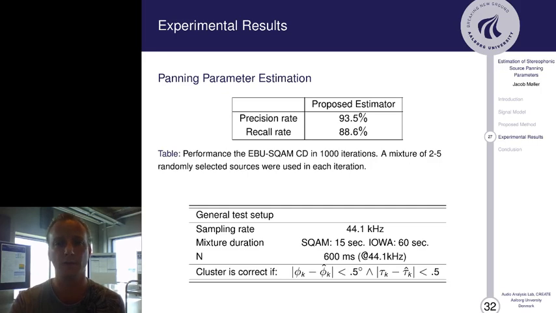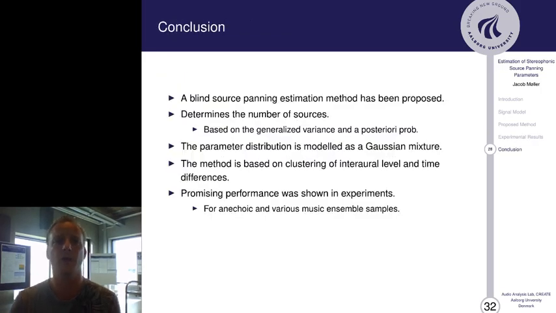That was the last experimental result, and now I'll conclude on the ICASSP proposal. We have proposed a blind source panning estimation method, which determines the number of sources, as shown from the precision and recall rates, based on the generalized variance and the posterior probability of the assignments.